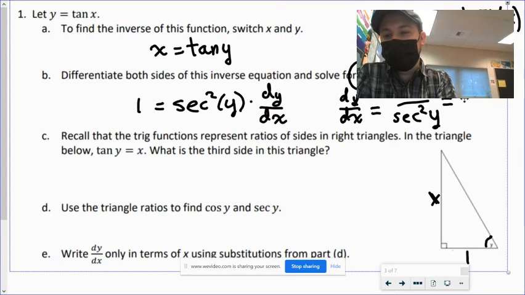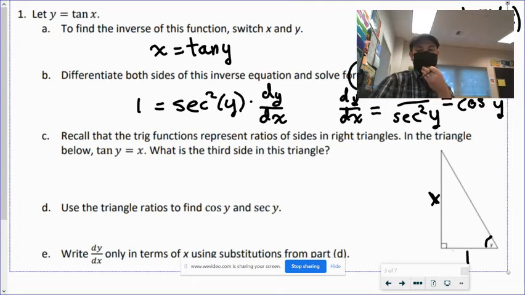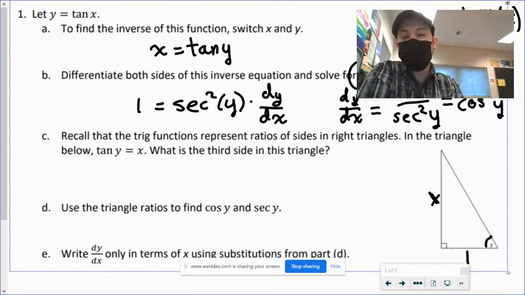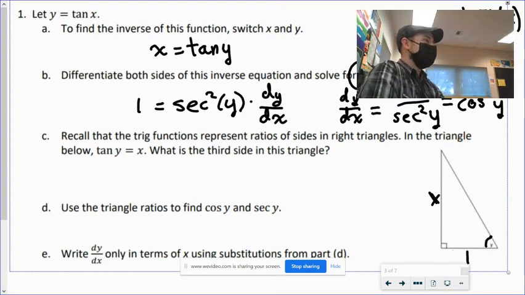It's probably easiest if we convert this to cosine squared of y. And now we're going to use our triangle to help define the cosine of y. To do that, I need to know this hypotenuse. Any ideas looking at this right triangle? How could I solve for the hypotenuse?